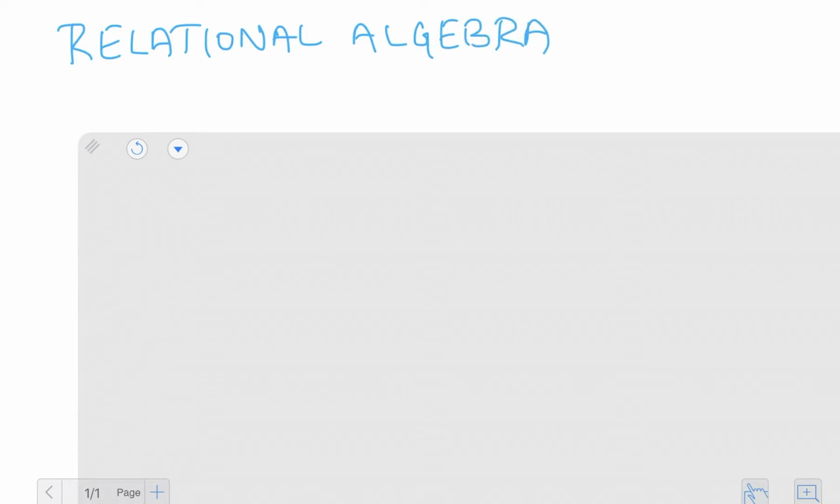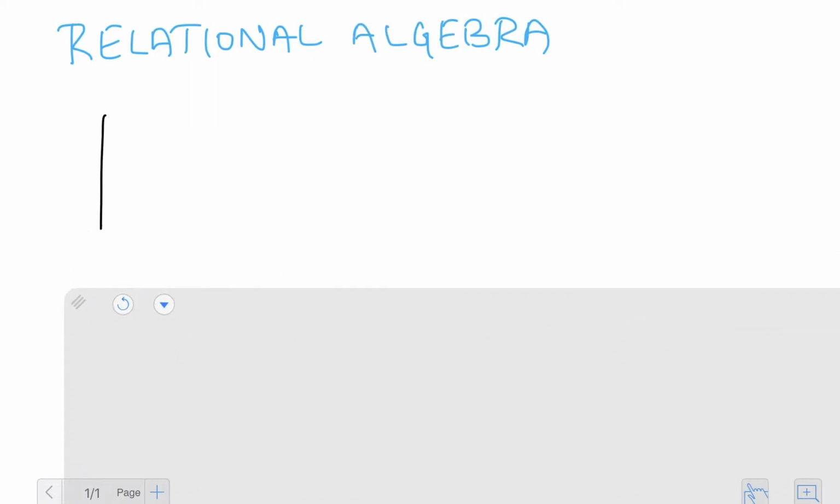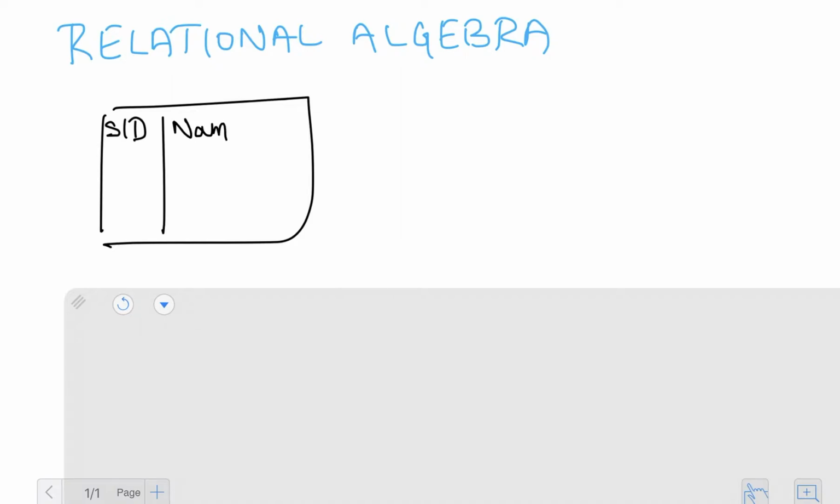So let's just talk about the student relation that we had earlier. Let's say I have a student relation with the SID, and I have the name right here, and let's just say I have something else right here, which is, let's say, the gender. I'm just going to write GEN there, but this is the relation that I have.